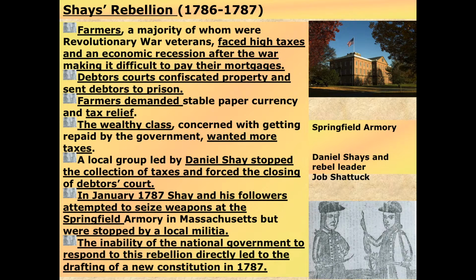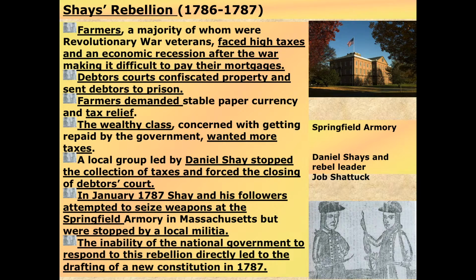Now, the farmers are going to be like, hey, Massachusetts government, hook us up, man. Help us out with a stable paper currency so we could pay off this stuff, plus give us a little bit of tax relief. We're losing our farms. The wealthier classes are like, no, Massachusetts government, you guys still owe us money, so keep the taxes. So in essence, Daniel Shays and a group of farmers are going to march on down and take over the debtors' court down there, and they're also going to try to seize weapons from the Springfield Armory.